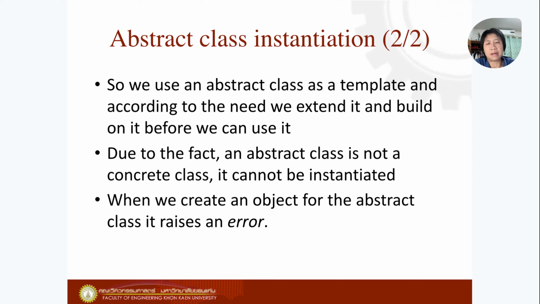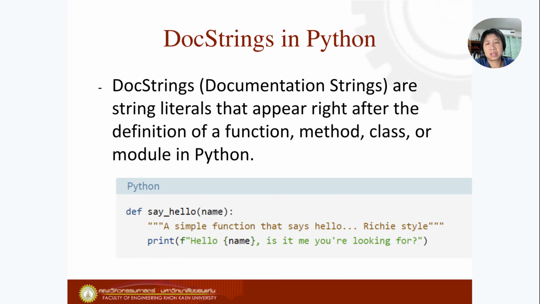So due to that fact, an abstract class is not a concrete class. It cannot be instantiated or created as an object. So when we create an object for the abstract class, we'll get an error.